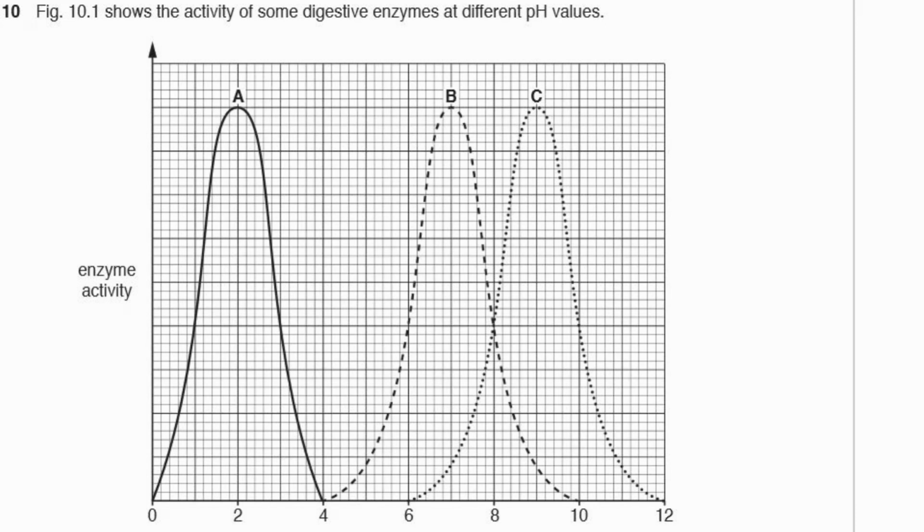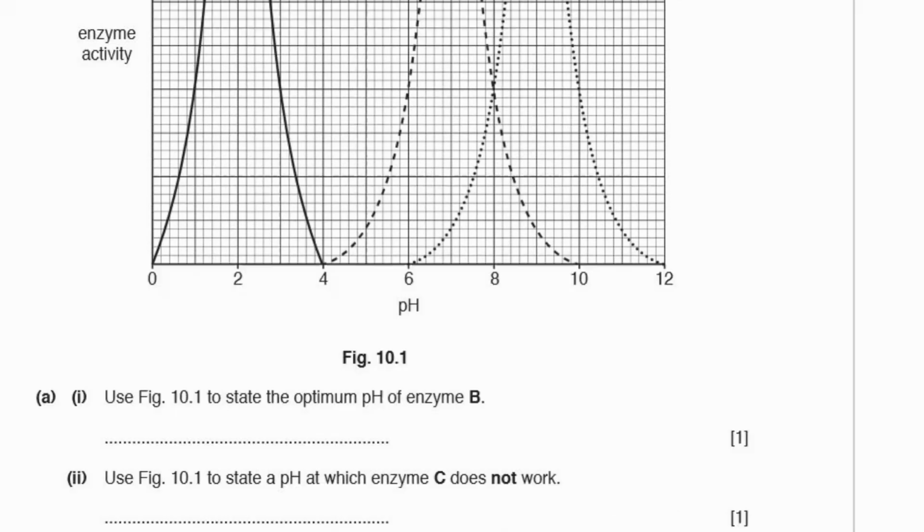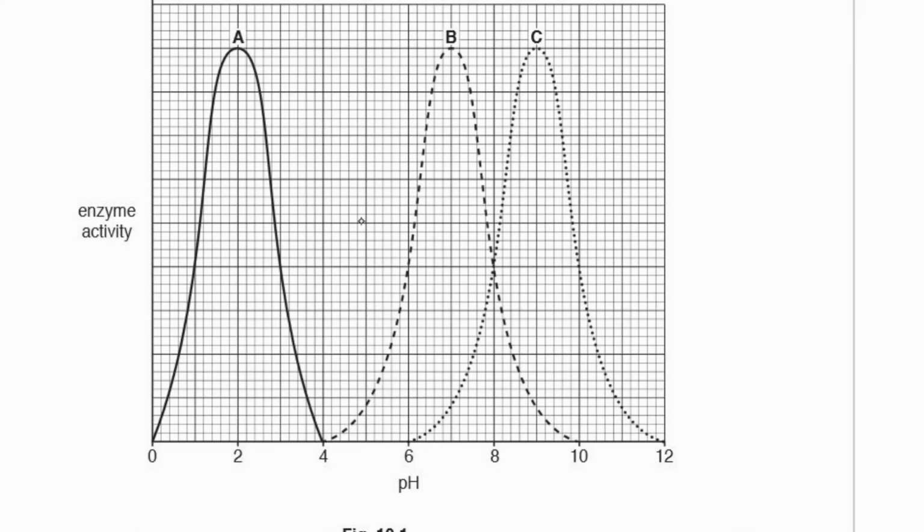Okay, welcome back to the biology for question 10. Figure 10.1 shows the activity of some digestive enzymes at different pH values. Okay, so we have 3 different enzymes, A, B, and C. So we need to use figure 10.1 to state the optimum pH of enzyme B. Okay, so enzyme B works best when it is right here. So if we move that down, that is pH 7.